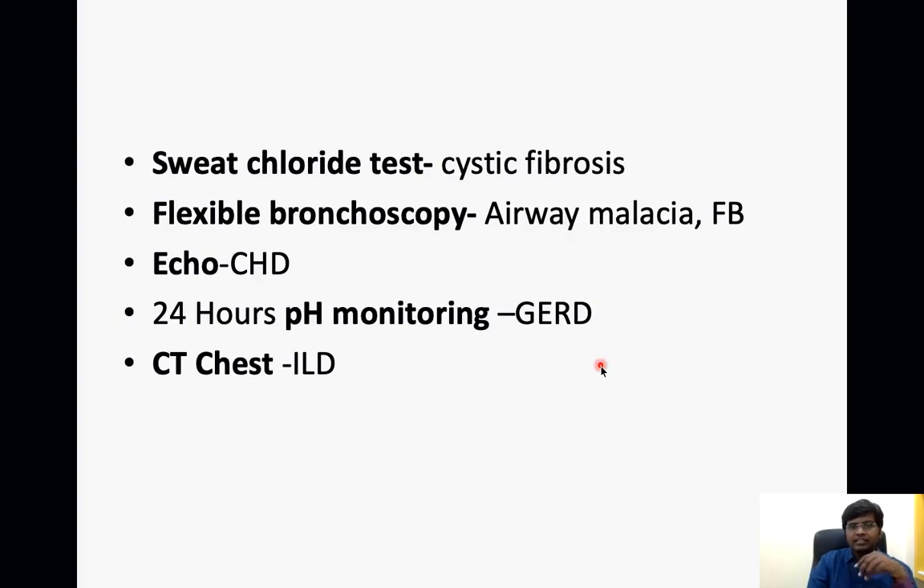So other rare investigations are your sweat chloride test for cystic fibrosis, and then your bronchoscopy if you suspect a foreign body aspiration; the investigation of choice is always your flexible bronchoscopy. And if you suspect a congenital heart disease, you do an echocardiography to diagnose it. And if you think of GERD, you do a 24-hour pH monitoring. And if you are suspecting an interstitial lung disease, you do a CT test to diagnose it.